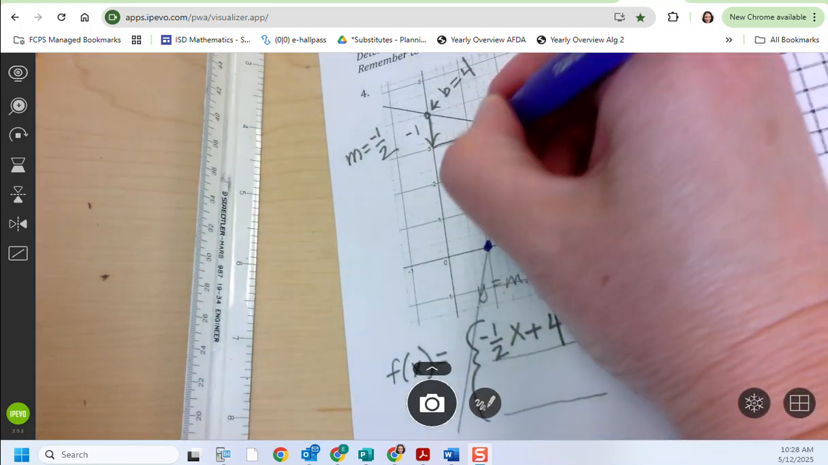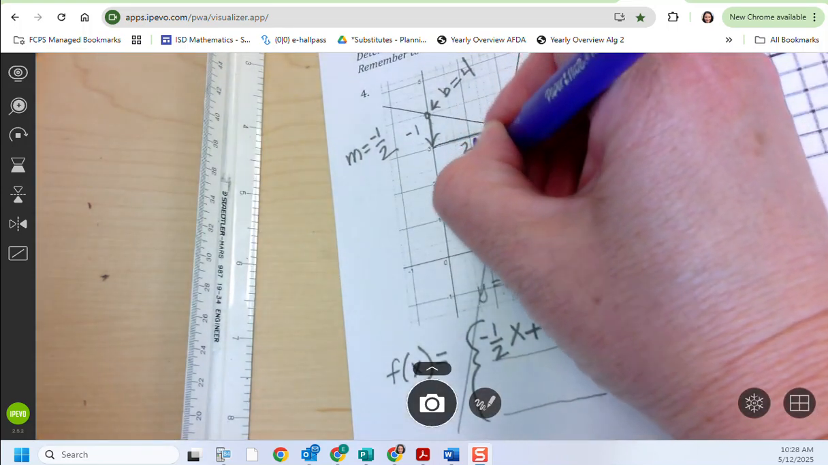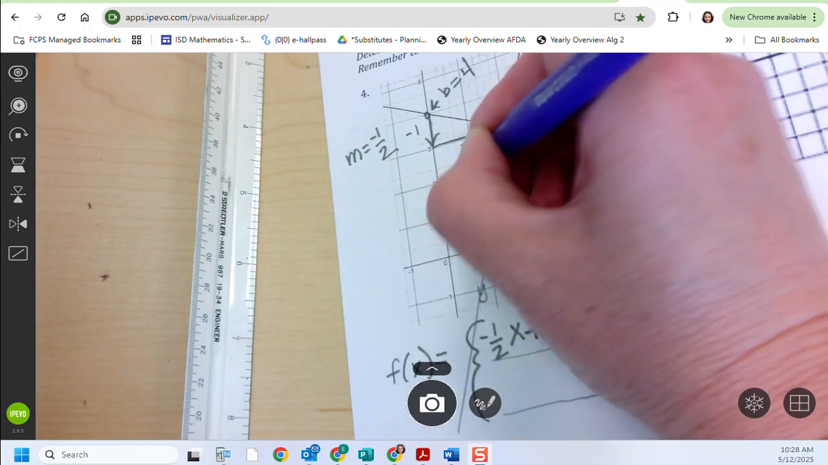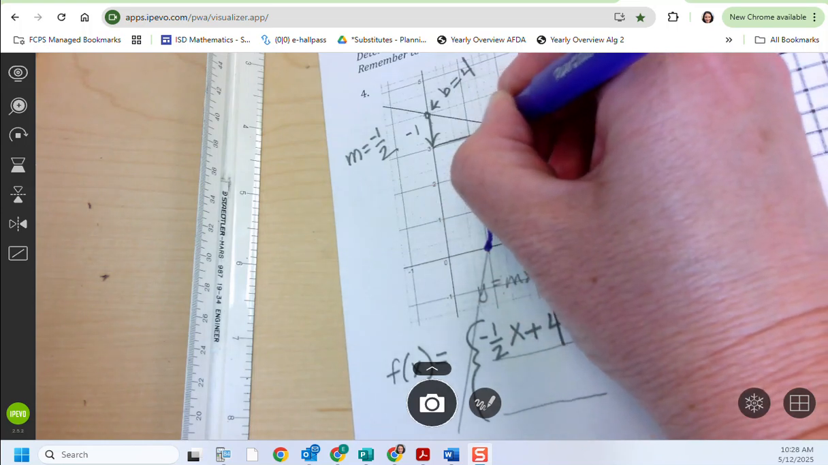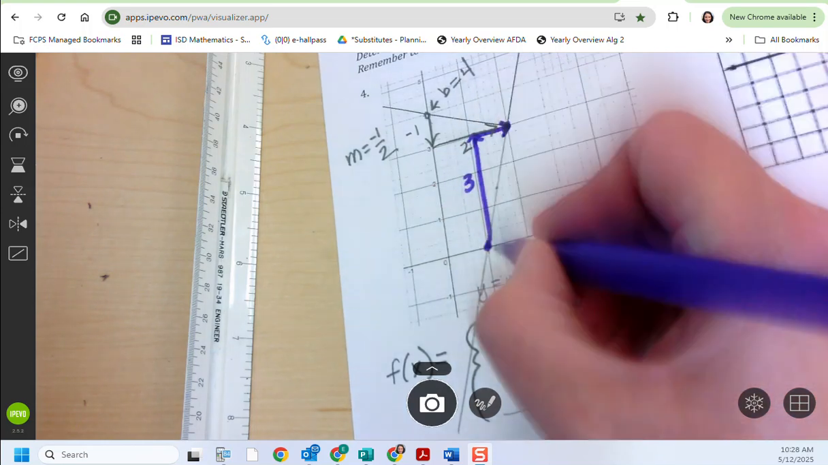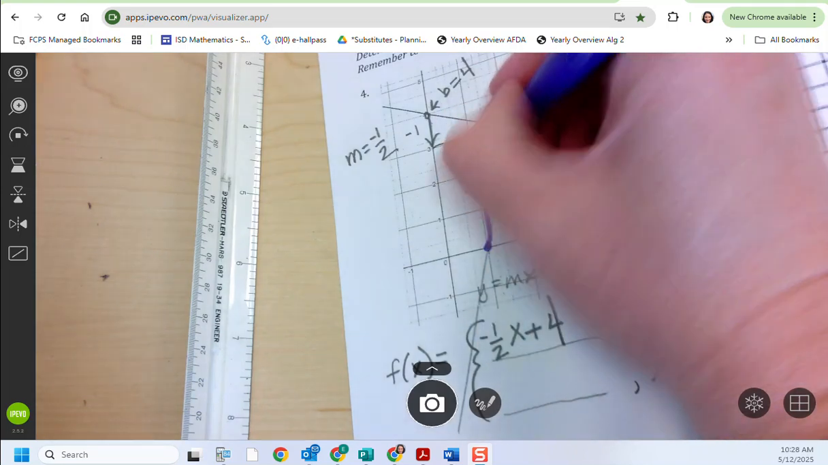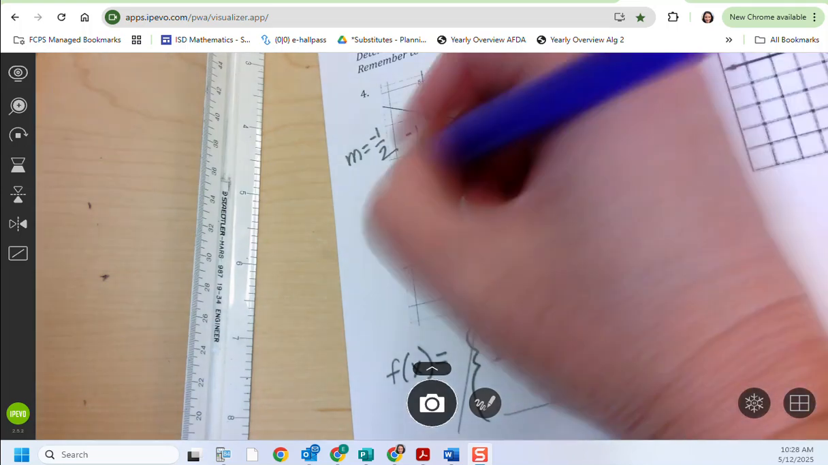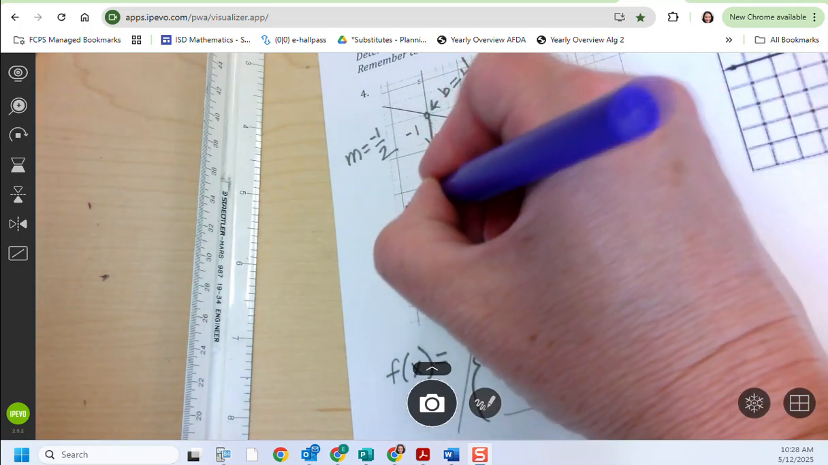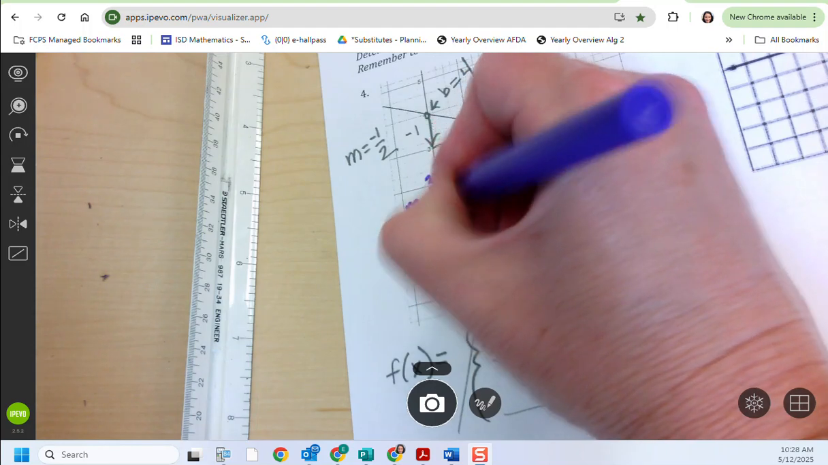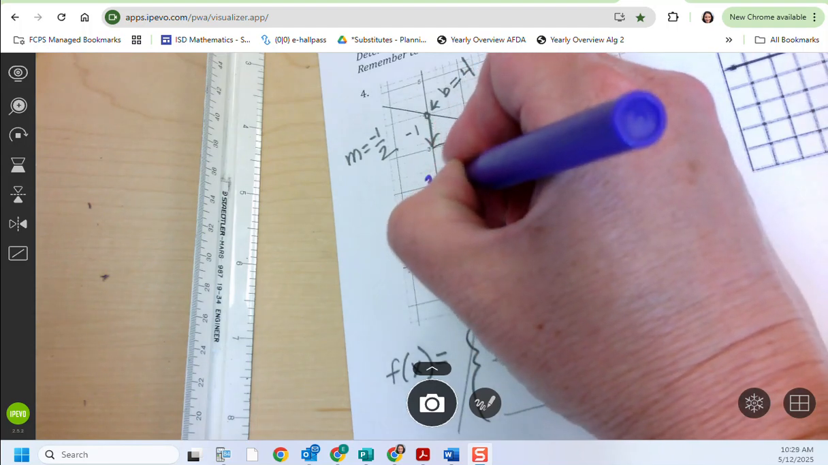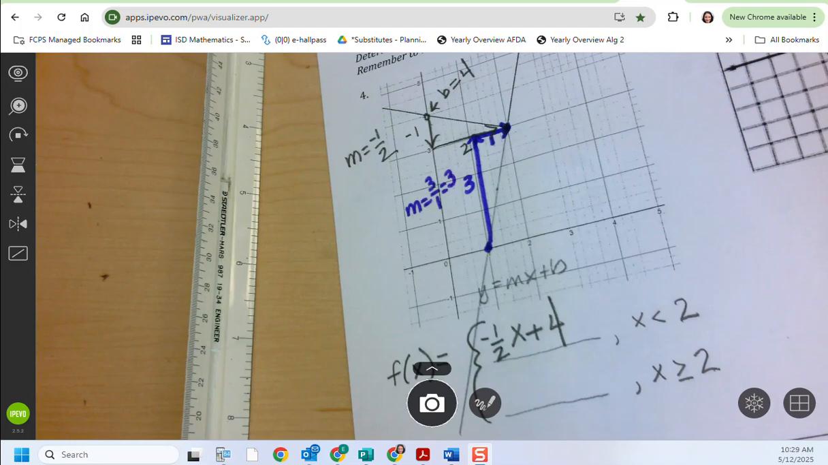So my slope goes up how many? 3. Good. And it goes over how many? Yeah, 1 box, right? So it goes up 3 boxes and over 1 box. So for this one, my m is 3/1, which is what number? It's just 3, right? So my slope is 3/1, which is 3.